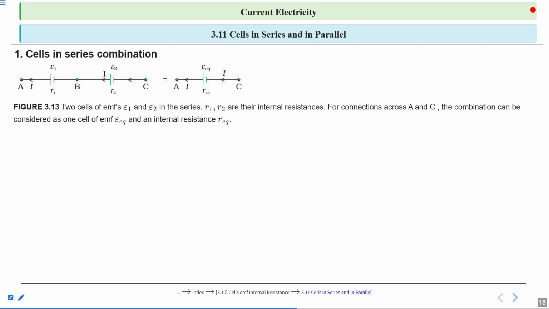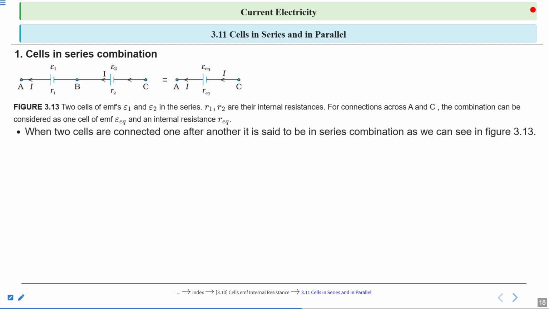Figure 3.13 shows two cells of EMF epsilon 1 and epsilon 2 in series, with R1 and R2 as their internal resistances. For connections across A and C, the combination can be considered as one cell of EMF epsilon equivalent and internal resistance R equivalent.